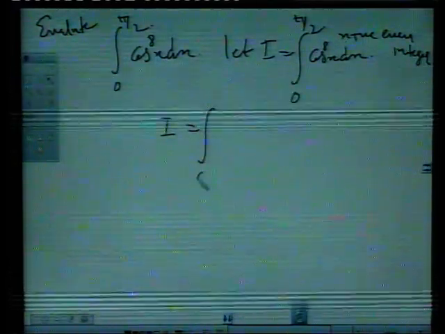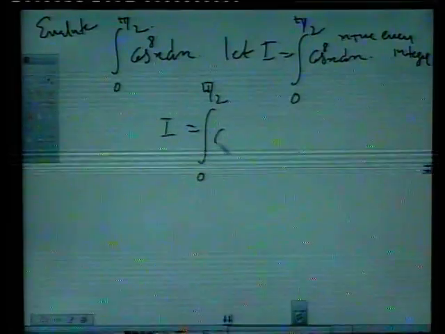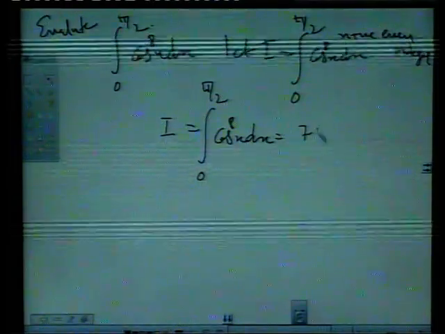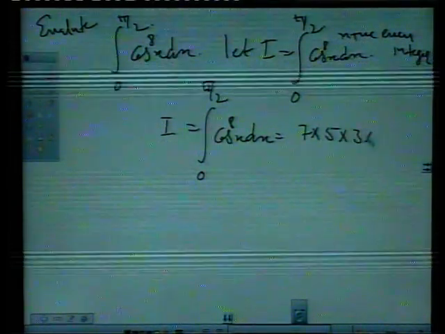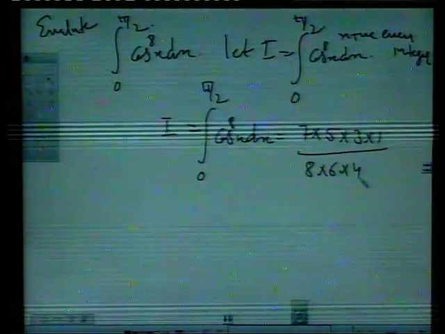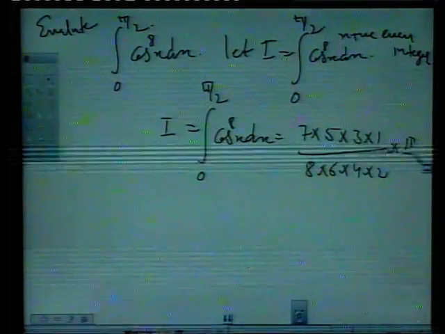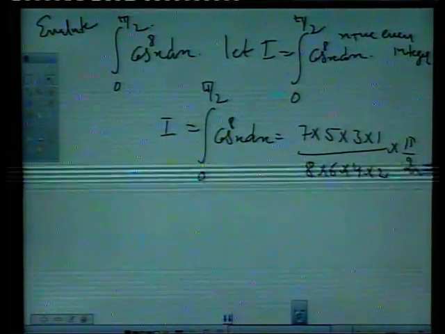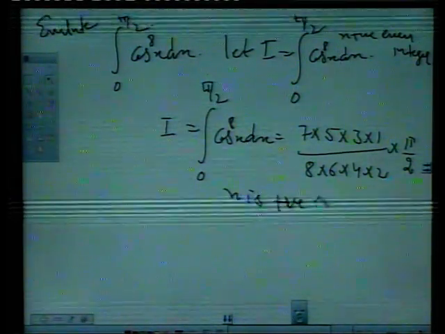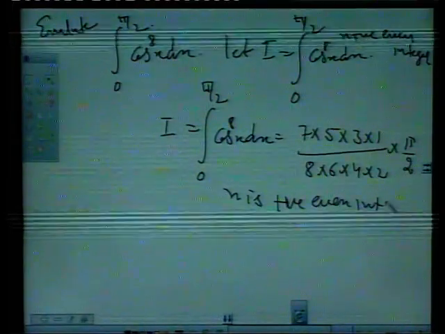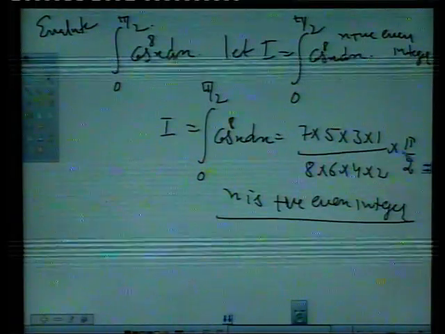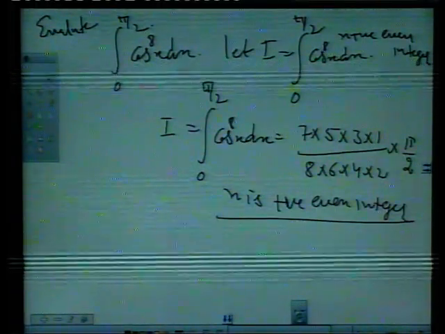So, your answer is n minus 1: 7, 5, 3, 1 divided by n, going on decreasing by 2, and multiplied by pi by 2, because here n is a positive even integer. Therefore, in this case the answer is multiplied by pi by 2.